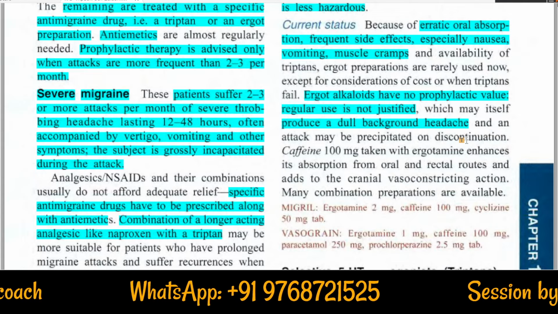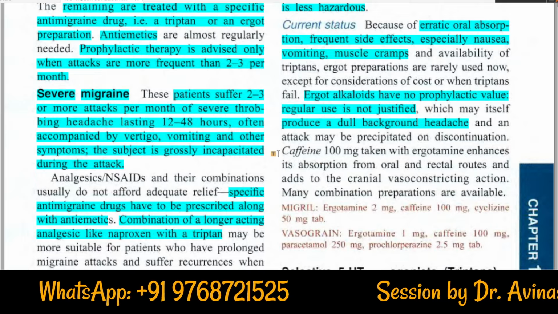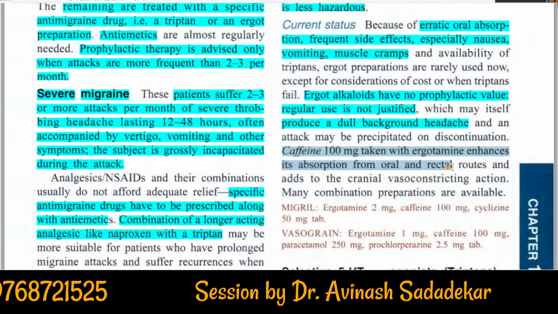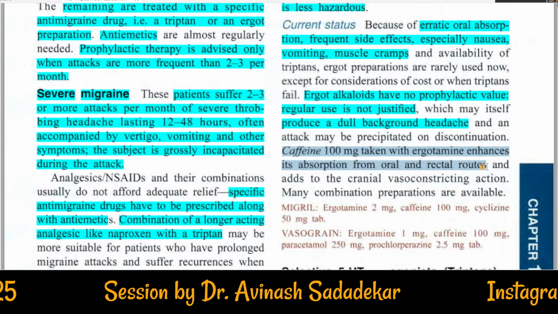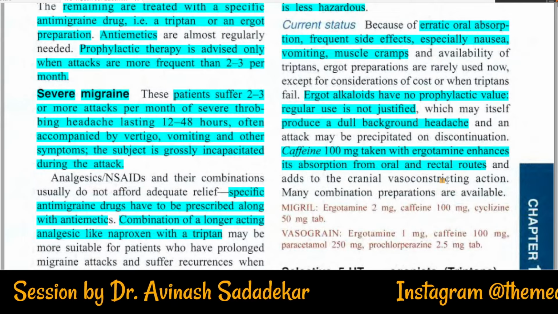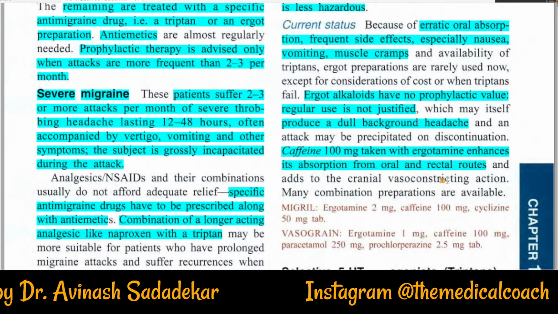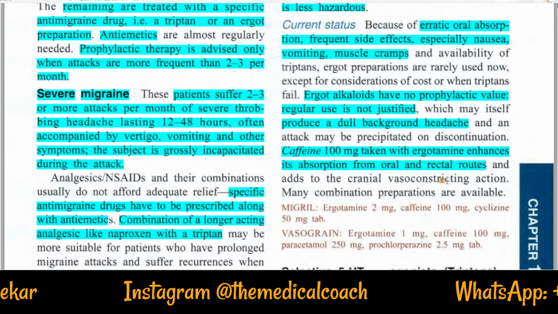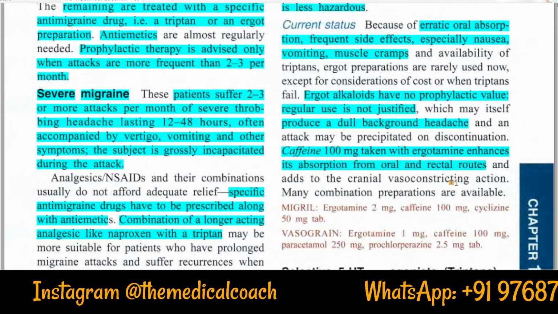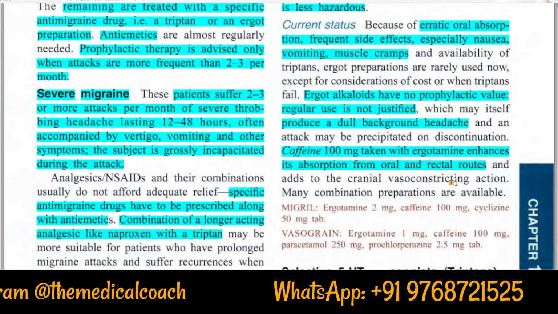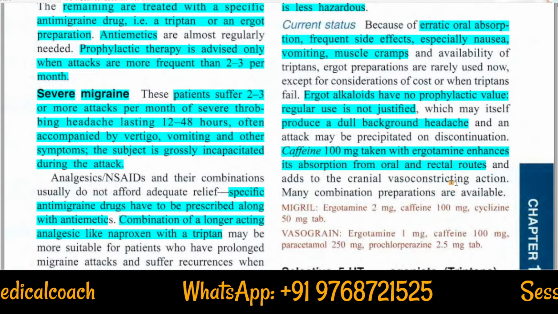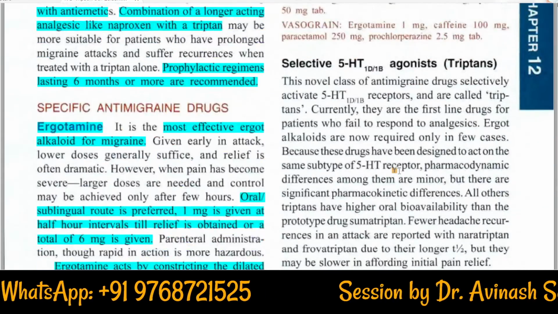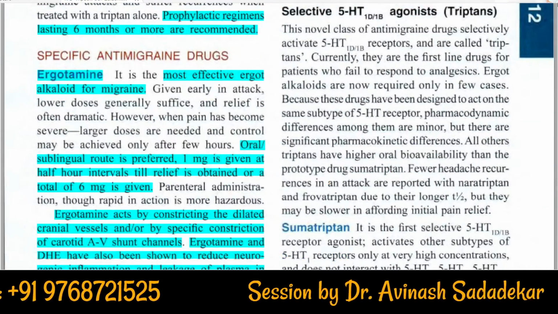It can be precipitated. If you want a better absorption, caffeine 100 mg along with ergotamine enhances absorption both from oral and rectal route. So caffeine can be combined with ergotamine given orally, or caffeine ergotamine rectal, and it will help. Clear? Simple. Many combinations are available. The brand really does not matter. Easy enough, simple, perfect.